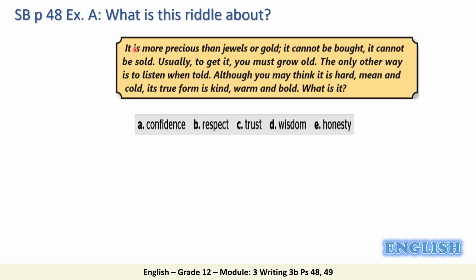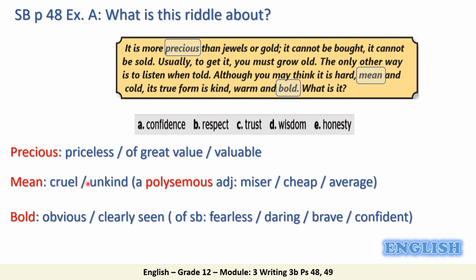It starts with a third person pronoun. It naturally refers to something which is not mentioned in the text because it's a riddle. So this is what we call exophoric reference. It is more precious. Precious means priceless, of great value. It's valuable. It's more precious than jewels or gold.